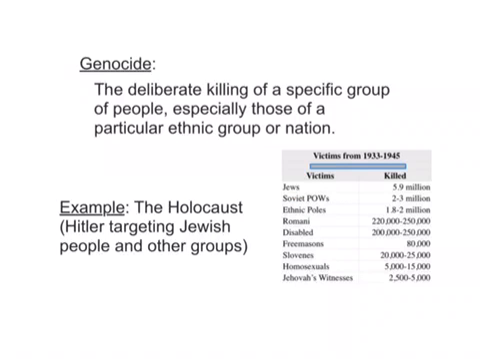Our next key term for this unit is genocide. This is the deliberate killing of a specific group of people, especially those of a particular ethnic group or nation. An example of this is the Holocaust, where Hitler targeted Jewish people and other groups. You can see statistics from the Holocaust in the chart to the right. Make sure you're either using this example, drawing a picture, or using key terms in the far right-hand side of your vocabulary chart.